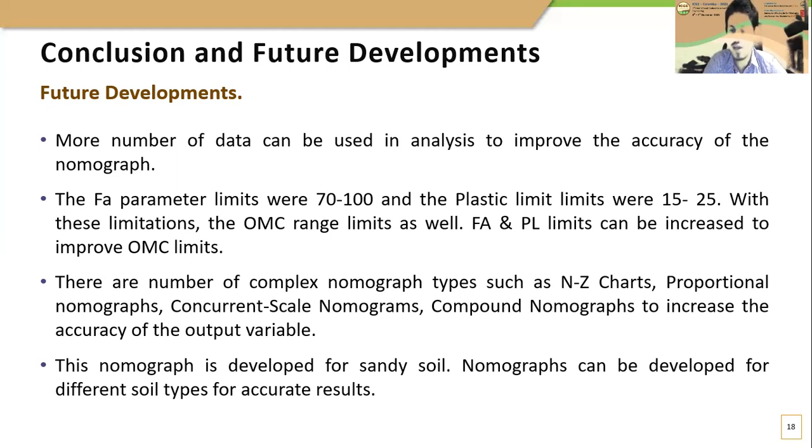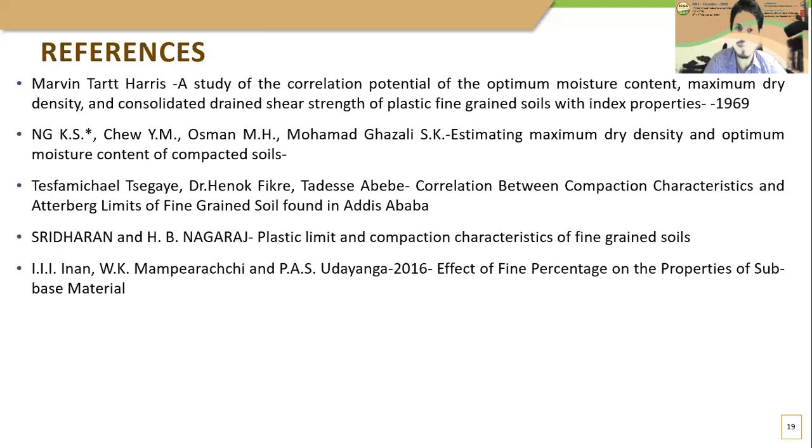The parameter Fa and the plastic limit ranges can be increased to improve the optimum moisture content limits. There are a number of complex nomograph types such as N or Z charts, proportional nomographs, concurrent scale nomograms, and compound nomographs to increase the accuracy of the output variable. This nomograph is developed for sandy soil, and nomographs can be developed for various other soil types as well for accurate results for those soil types.